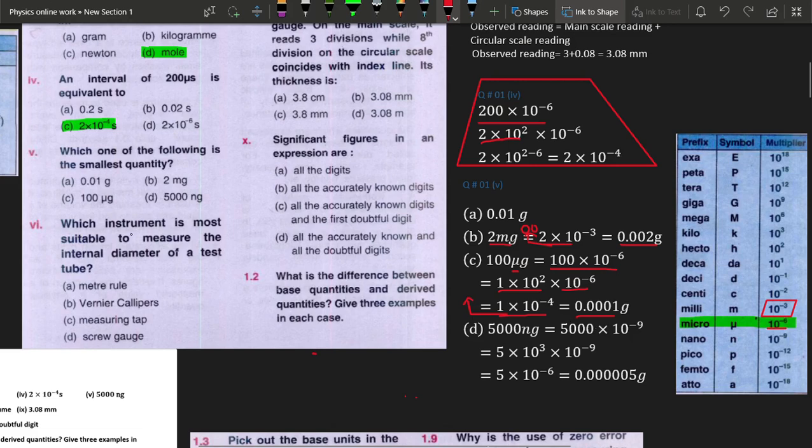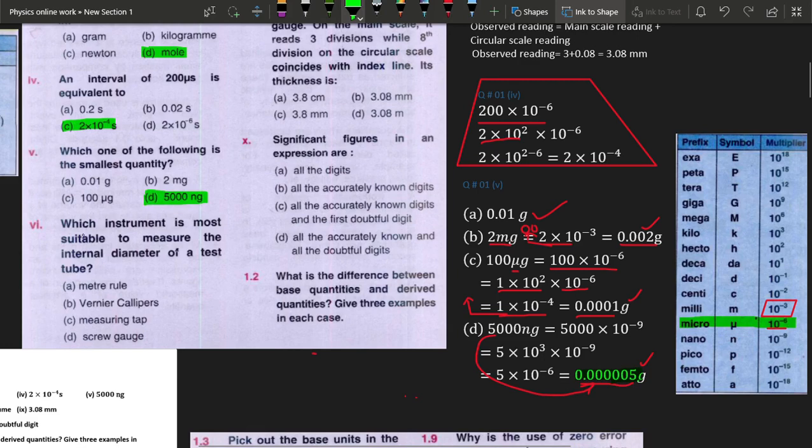Now next option is 500 nanogram. So this 500 nanogram can be converted into a simple number and it will become 0.0005 grams. Now you see all these options are in gram. Now you can easily compare which one is the smallest quantity. So this is the smallest quantity, 0.0005, or we can say option D is correct. 500 nanogram is the smallest quantity.